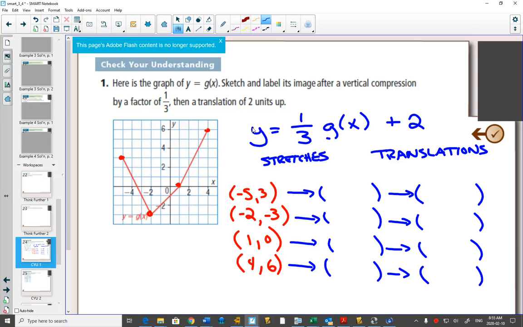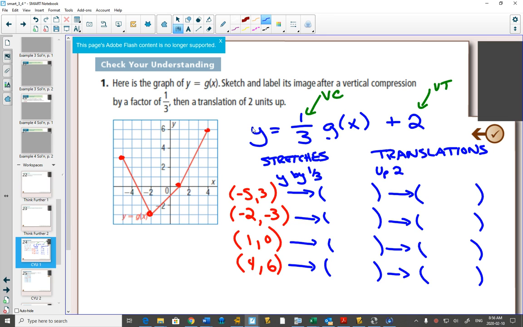So what we're going to do is we're going to try to keep things simple. We're going to say, okay, first of all, that 1/3, that's a vertical compression. Vertical compression. We're going to multiply y by 1/3. Then the +2, that's a vertical translation.